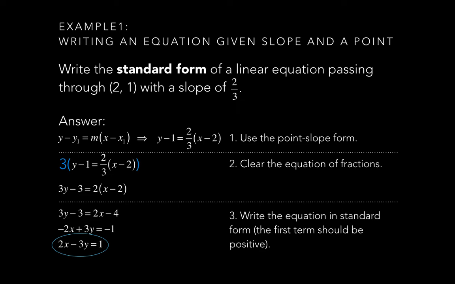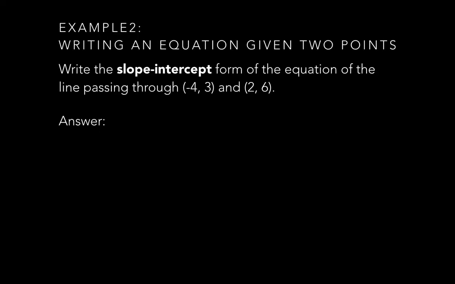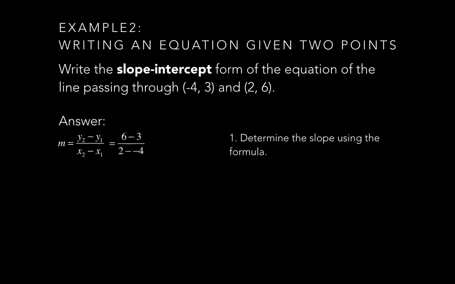Let's look at another example. Now we're going to be given 2 points, and from the 2 points, write the slope-intercept form of the equation of this line. To begin, you're going to find the slope. You have 2 points, so you can find the slope using the slope formula and substituting in. That would be 6 minus 3 over 2 minus negative 4, which is really in the denominator like adding 2 and 4. And that simplifies to 1/2.